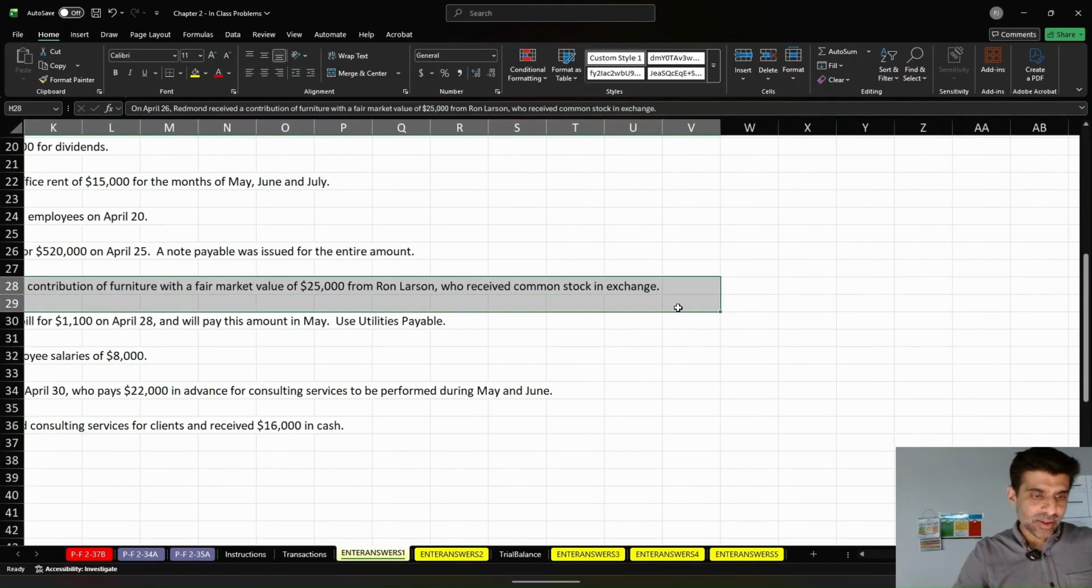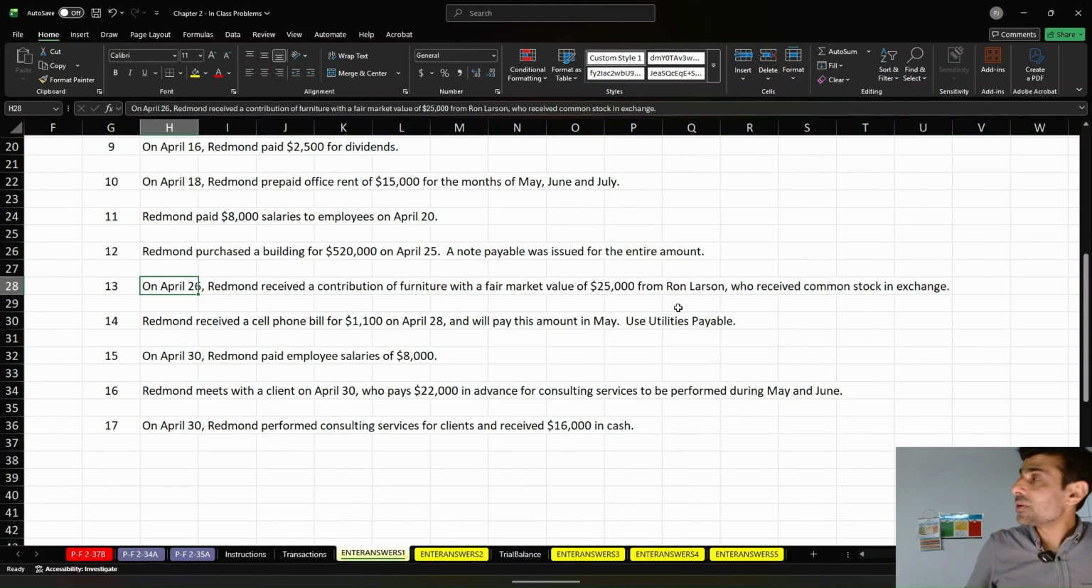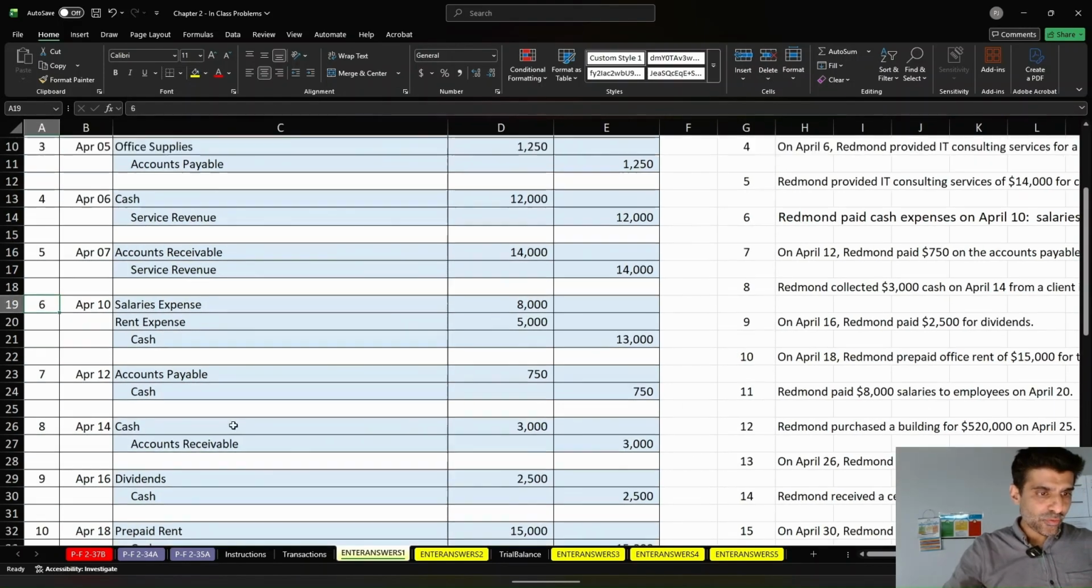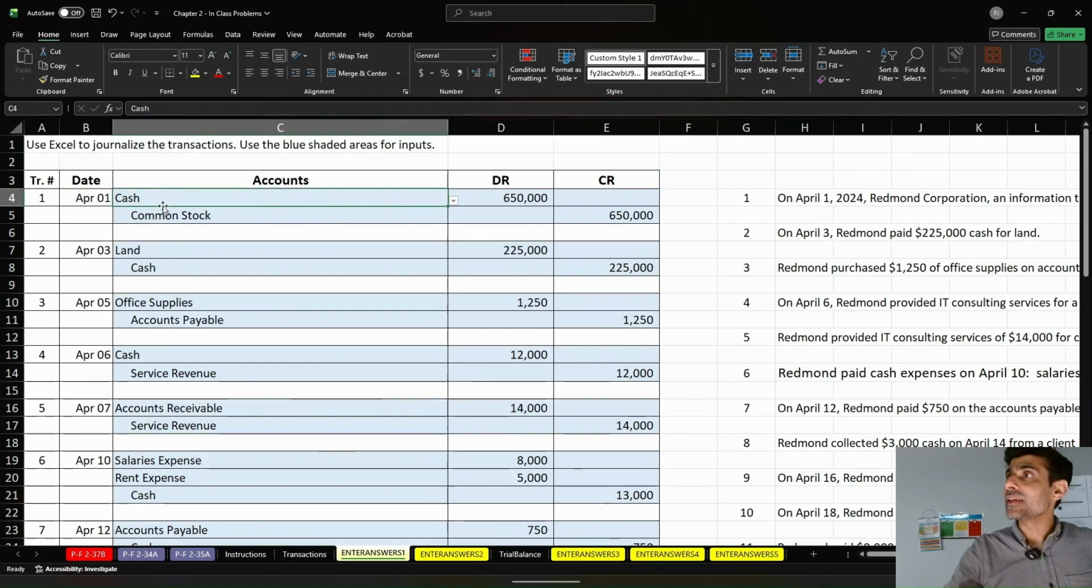Okay, so this one is interesting. In the first transaction, our company gave common stock in exchange for cash. That's the most common way that owners will get ownership in a company. In this case, someone is trading furniture for ownership. But the furniture has value. It's $25,000 worth of furniture. So it's essentially like in this first transaction, we have some asset, cash, being debited because our company is receiving that, and our company is issuing new common stock.